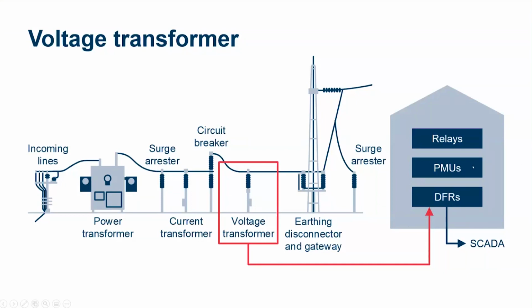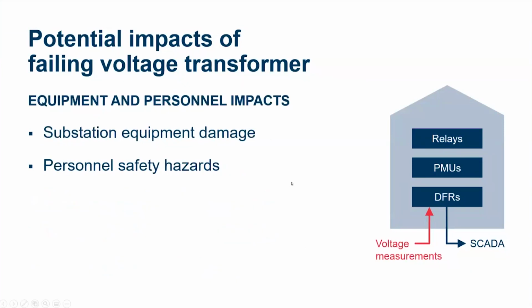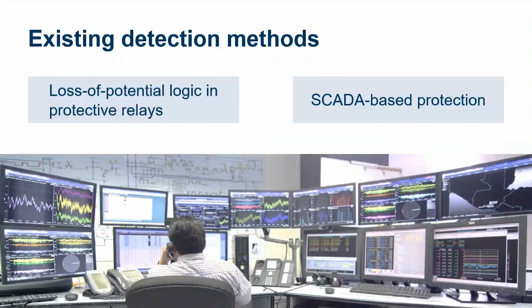And in traditional methods, that data might be sent off to SCADA, for example, or analyzed in different methods. Of course, some of the reasons we're going to want to detect these voltage transformer failures is there could be improper relay operation if it's operating based on false data, or we could send false alarms. Could be a misrepresentation of phase angle measurements. And there's several others that are listed here. And then, of course, there's personal safety and substation equipment damage that we're looking to prevent. And so there's definitely reasons for us to investigate this.